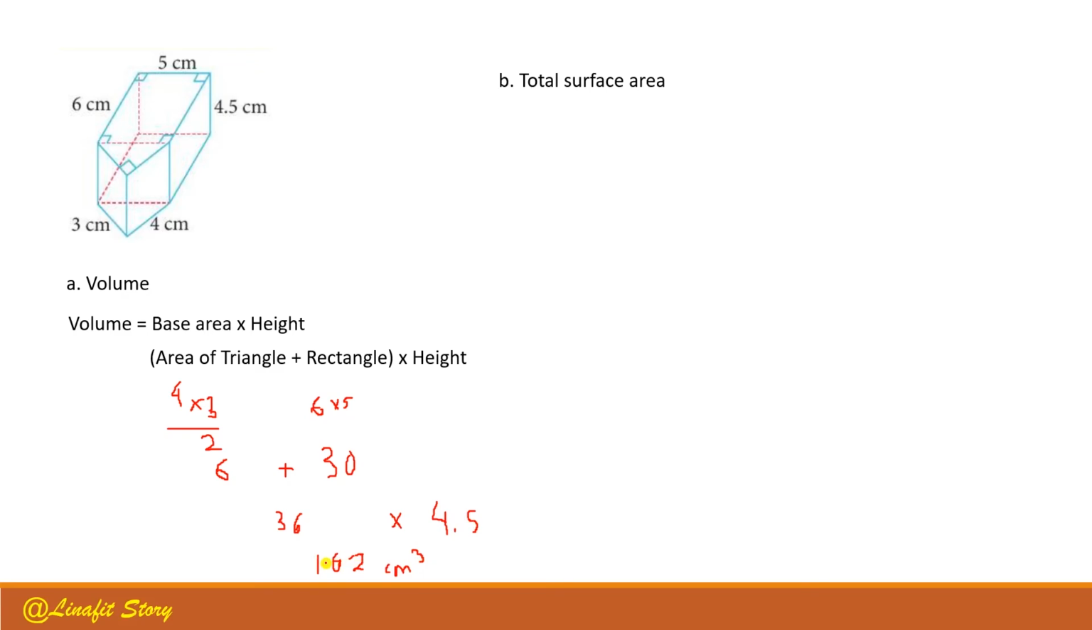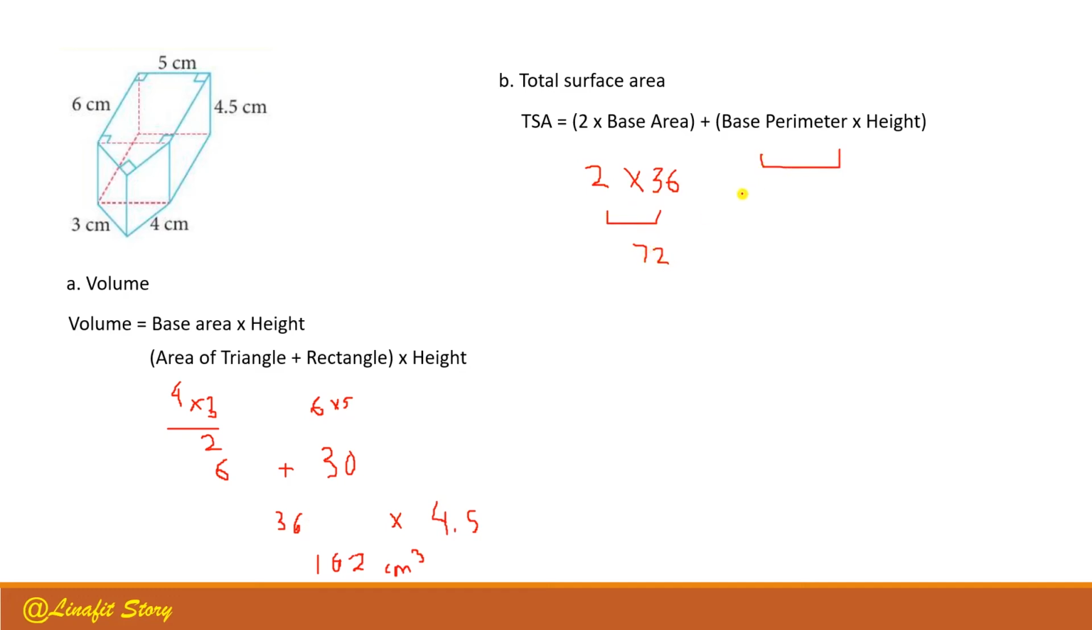And how to find the total surface area? It's 2 times base area plus base perimeter times height. The base area is 36. So 2 times 36 is equal to 72.